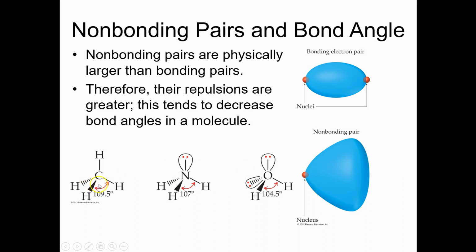So methane has the ideal bond angle for tetrahedral of 109.5 degrees. For ammonia, which has one non-bonding pair, that HNH bond angle has now been squeezed to 107. And for water, which has two, that HOH bond angle has been squeezed to 104.5. You do not have to memorize or predict numbers like this, but you ought to be able to say on the AP exam that, for example, water has a bond angle that is slightly less than 109.5.